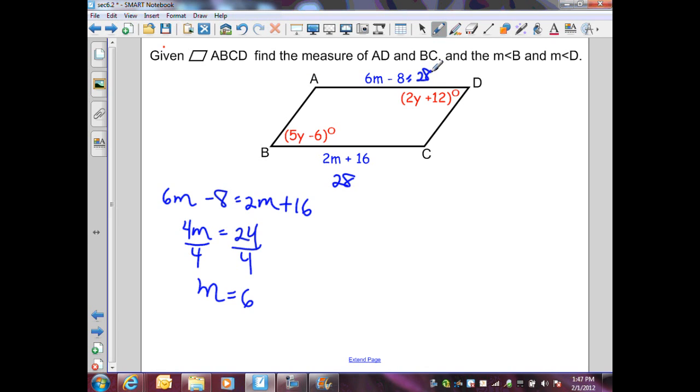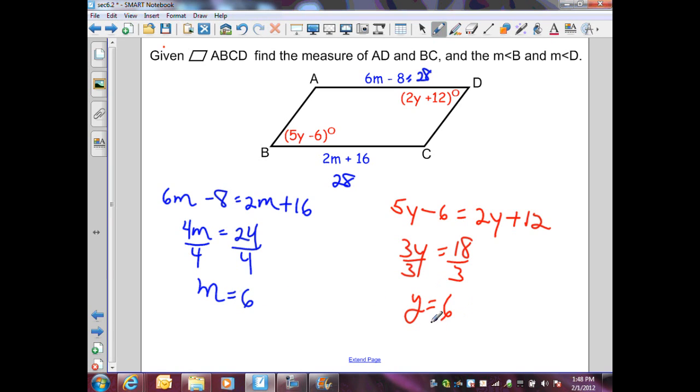Now, I need to determine the measure of the angles. But from theorem 6.2, I know that these opposite angles are congruent. Therefore, set up the equation 5y minus 6 equals 2y plus 12. Solve the equation, subtract 2y, I get 3y. Add 6, I get 18. Divide by 3, I get y equal to 6. And it's just a coincidence that these two variables have the same value.